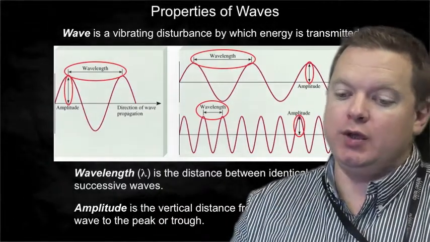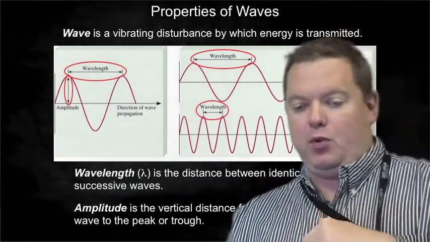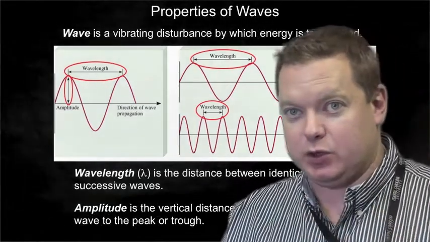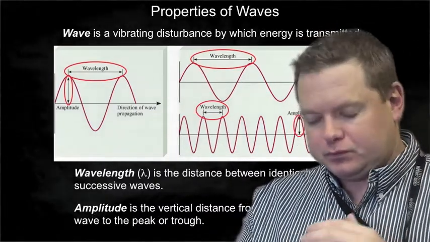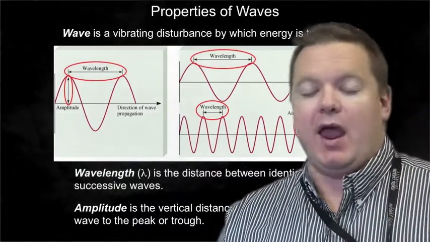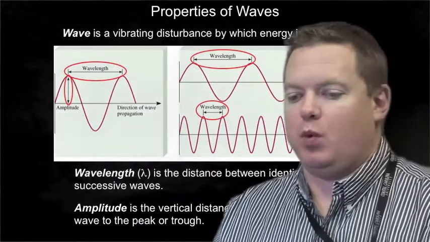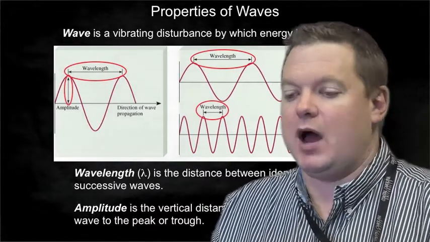The amplitude is the vertical distance from the midline of the wave to either its peak or its trough. So it's sort of how big that wave is. We're not going to talk too much about the amplitude of a wave in this course, but I just want you to be aware of it. It does have an effect on what we'll talk about later, but it's sort of not as obvious.